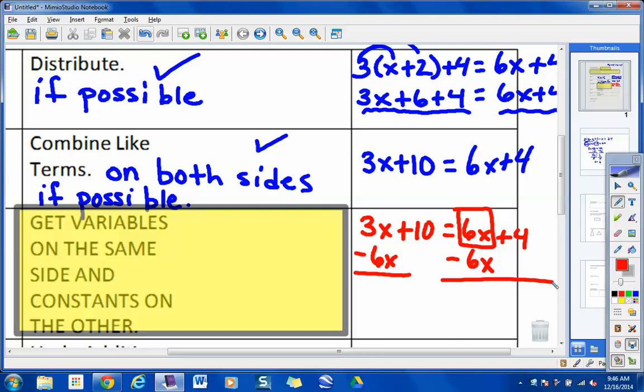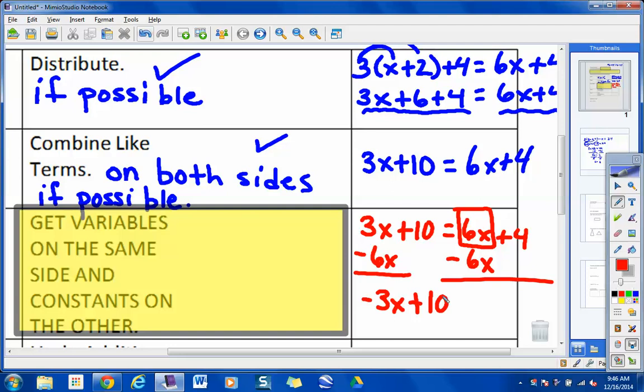3x minus 6x on the left, right? What is 3x minus 6x going to get you? So this is now negative 3x. On the left-hand side, what constant do you still have? Plus 10, right? You understand why the left is now negative 3x plus 10? Yep. I subtracted the 6x from the 3x, but there's still a plus 10 on the left side, and we cannot combine those two, right?